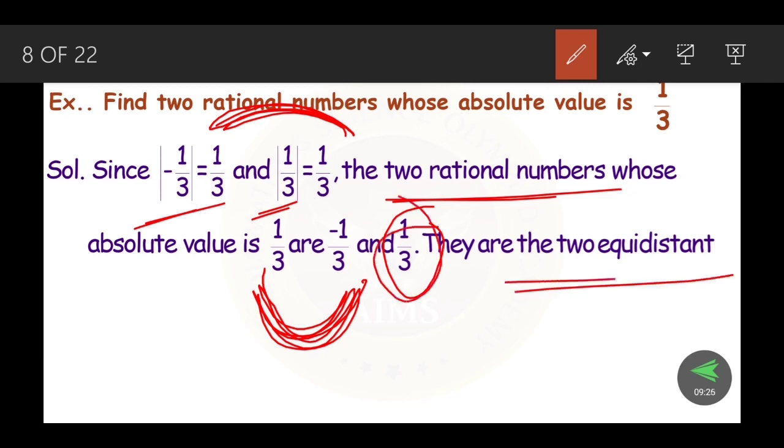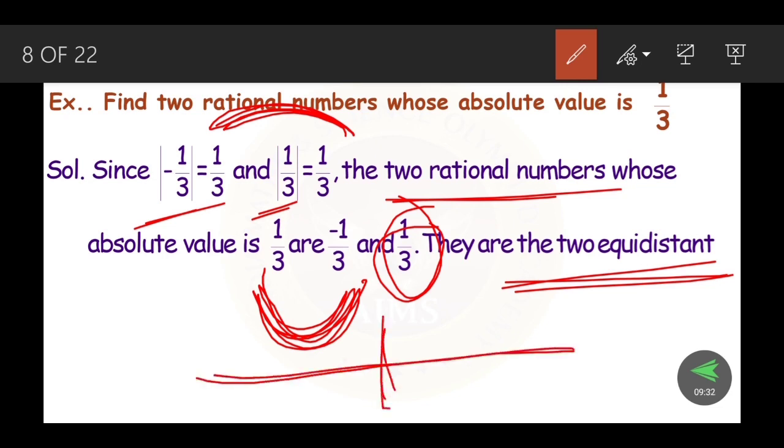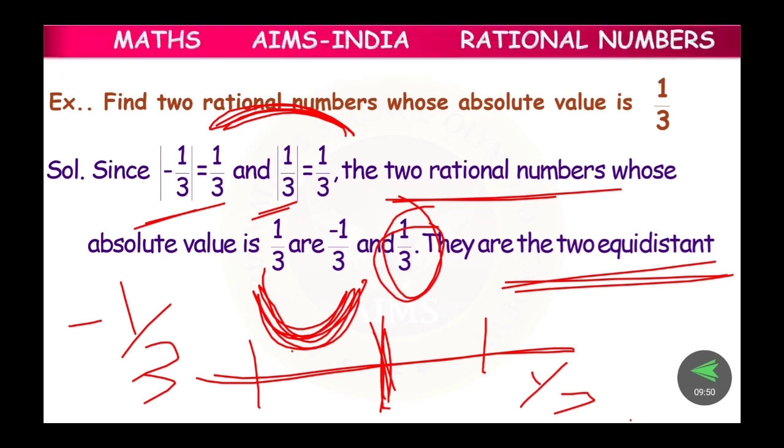They are equidistant on the number line. If 0 is here, on one side we will have 1 by 3, and on the other side at equal distance we will have minus 1 by 3. Both are at equal distance from the origin. So for an absolute value, two different values will exist.